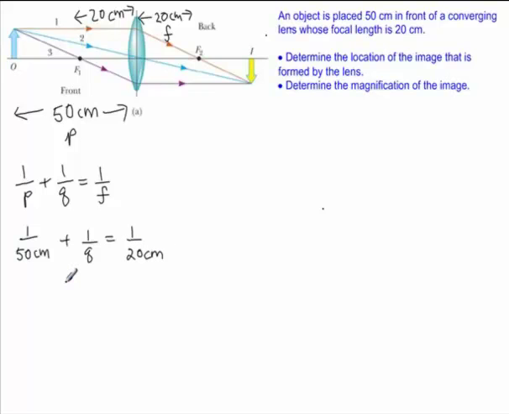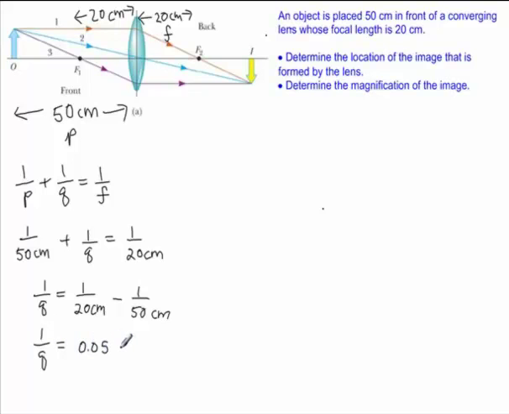So if I wanted to solve for the unknown q, I need to arrange it so that algebraically it's on one side of the equation and everything else is on the other. So I can subtract 1 over 50 from both sides of the equation, and I get 1 over q is equal to 1 over 20 minus 1 over 50.